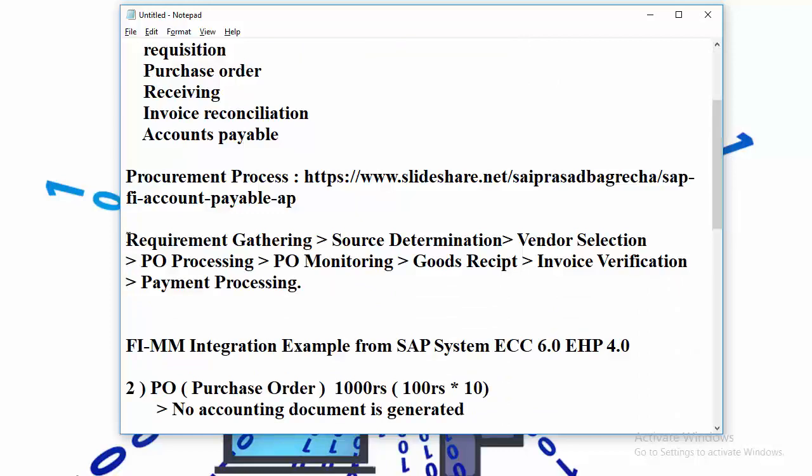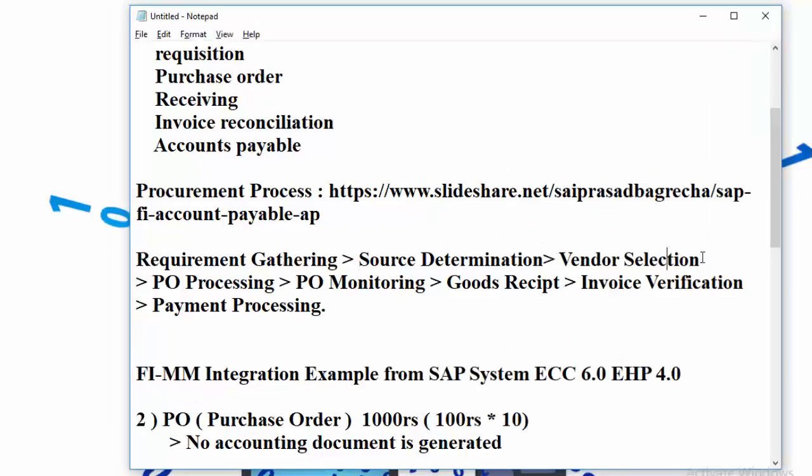I have given a long video about what the procure to pay cycle is, but again wrapping up quickly, there is a requirement gathering process in which you will identify what goods you will need for your company. Then you will have a source determination, which is mostly a request for quotation sent to different vendors, and based on the best quotation you will select a vendor, and then send a PO to the vendor for processing.